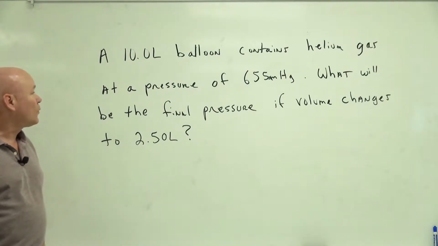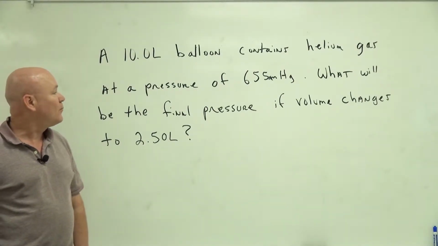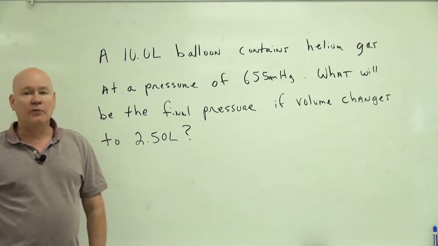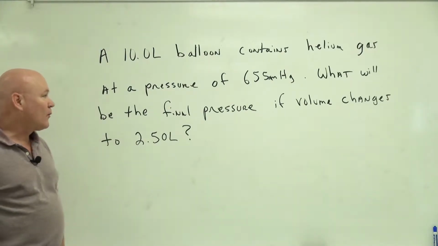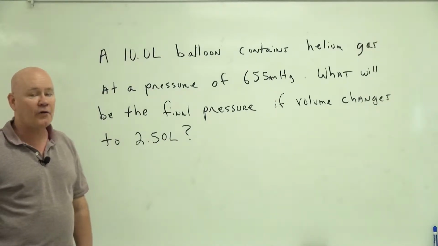A 10.0 liter balloon contains helium gas at a pressure of 655 millimeters mercury. What will be the final pressure if the volume changes to 2.50 liters? Now, the first thing I notice about this problem is we have pairs, and when we have pairs, we're going to have to use a combined gas law equation.